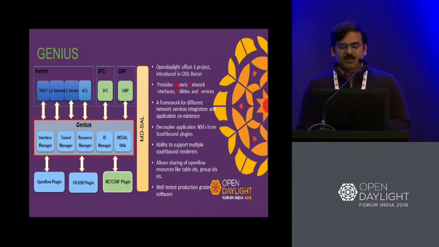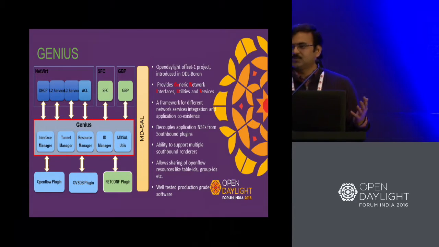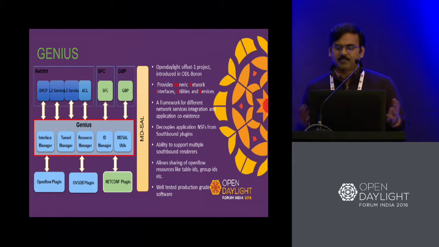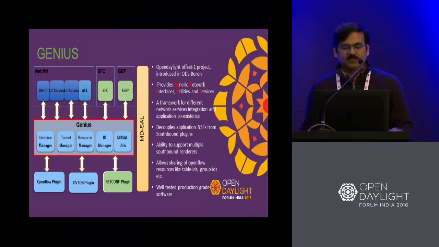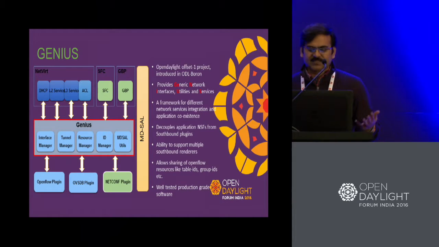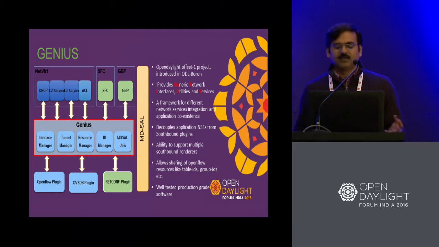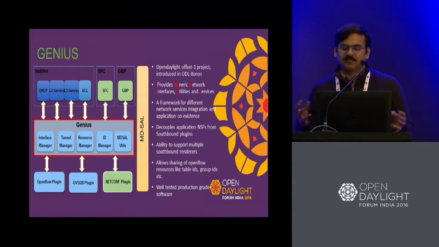Then it allows resource sharing. So considering several different applications developed independently, they might be using the same resource IDs or resource numbers, and when they work together, they may end up writing to each other's tables or groups. So Genius also facilitates this resource sharing, so that different applications can work together in an interference-free manner.